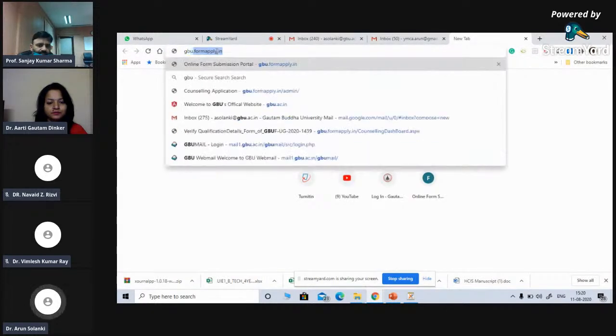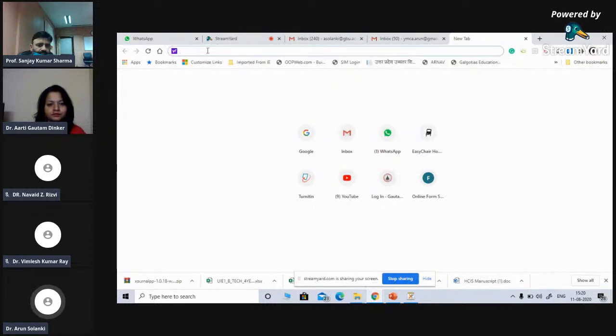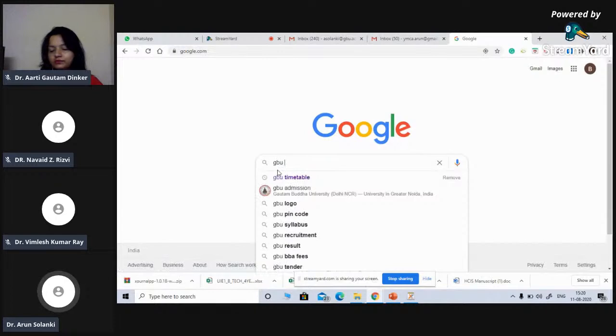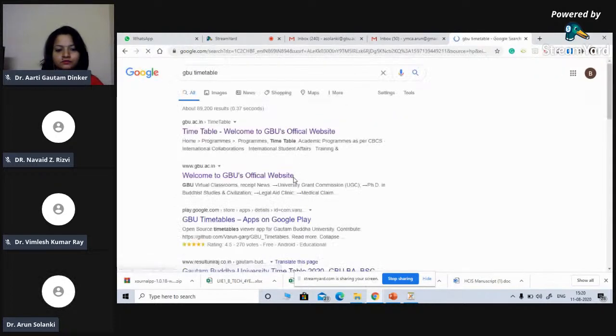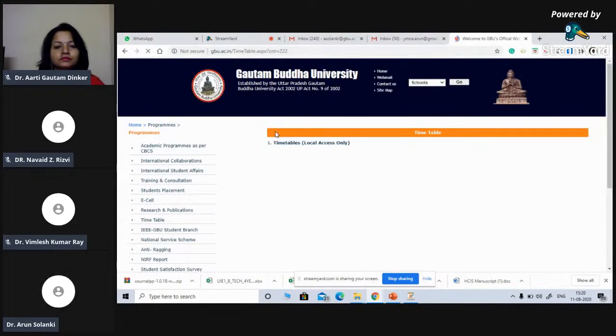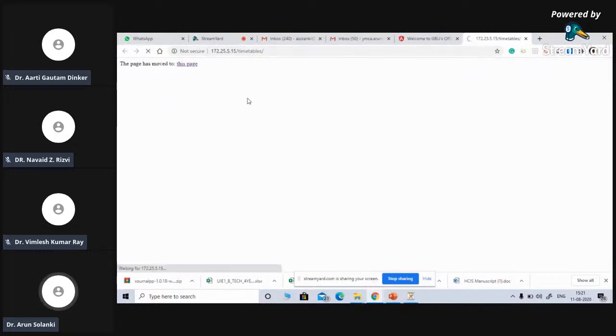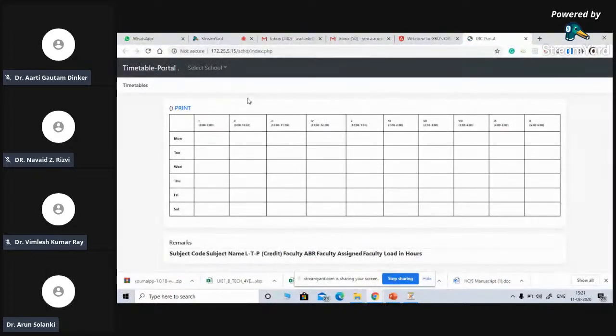So you can see that if we want to discuss the timetable, you just simply search for the GBU timetable, and on the first link you have the timetable link. Currently it is on the LAN, but in the near future, within this week, it will be on the global IP, so that will not be a problem. Now it is on the local LAN.